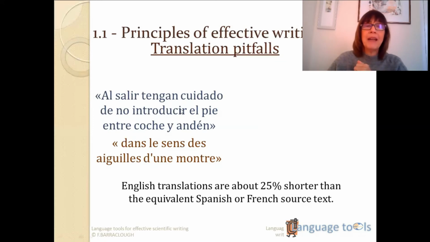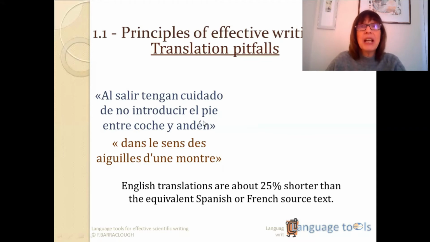So here we have an example in Spanish of a sentence taken from the Underground, where it's telling you to be careful not to put your foot in that space or that gap between the train and the platform. Okay, and this is exactly how they say it on the train. If you are on the Underground in Spain, you will hear this sentence.